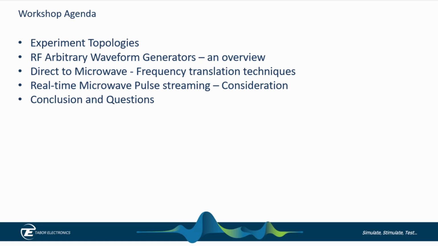through the slides. Then the core two parts of this workshop is direct to microwave frequency translation techniques, where we'll explore how you can create microwave signals at 2, 4, 8, 9, 13 gigahertz if you choose to. And then we're going to examine how you can pulse different streams of data through the arbitrary waveform generator, shaped pulses, unshaped pulses, different frequencies, and some of the considerations that you need to take into account.